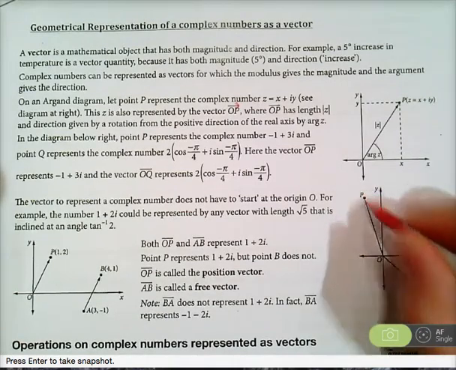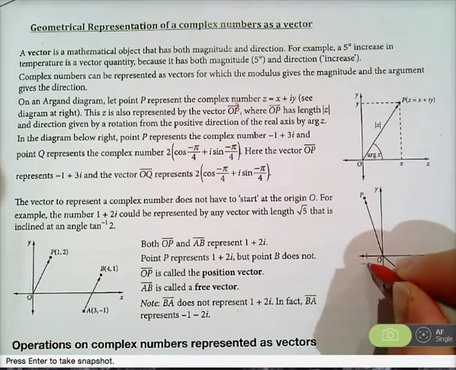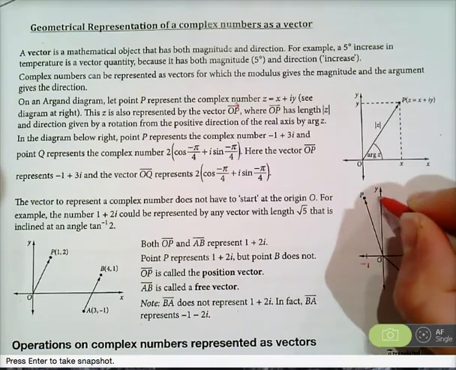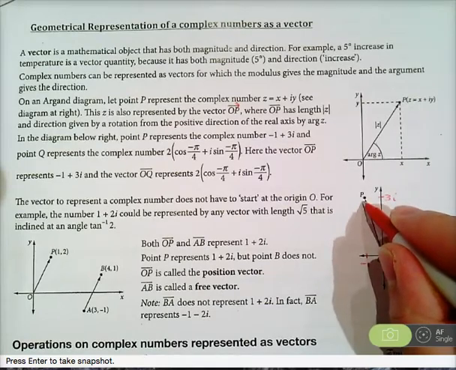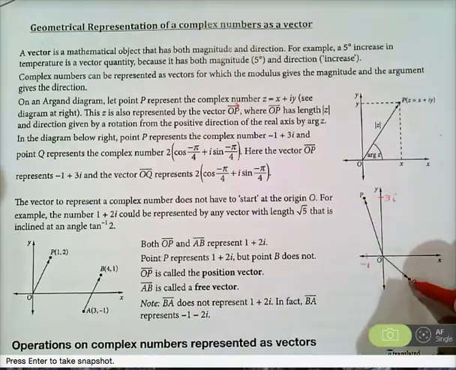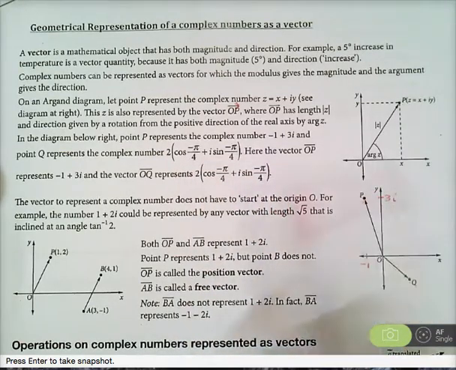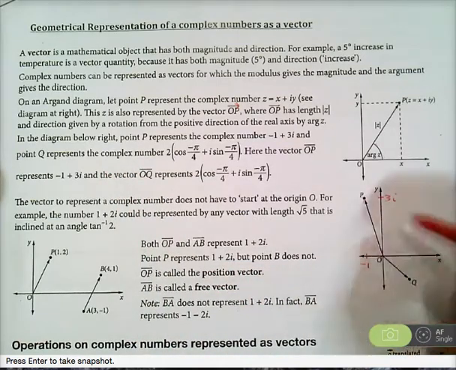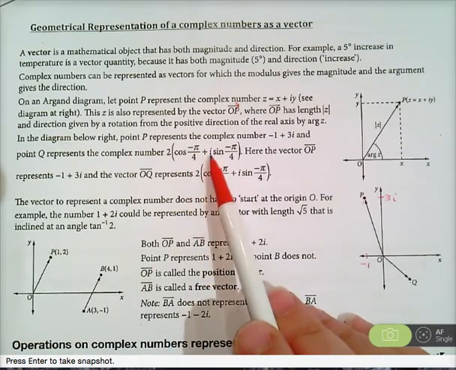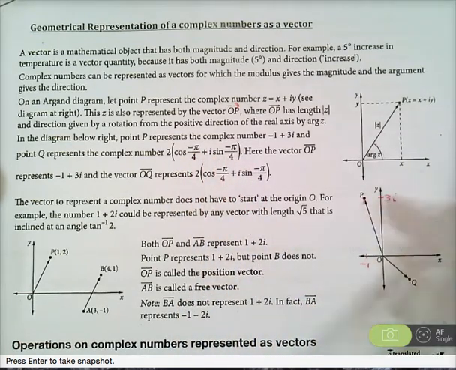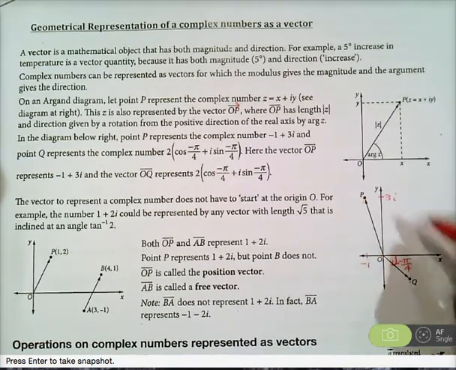Now if this point P represents the complex number -1 plus 3i, then that's represented by the vector OP, okay? And Q represents the complex number 2 cos(-π/4) plus i sin(-π/4). That's cos of -45 degrees plus i sine of -45 degrees. So this angle here is -π/4 because it's going in the negative direction.